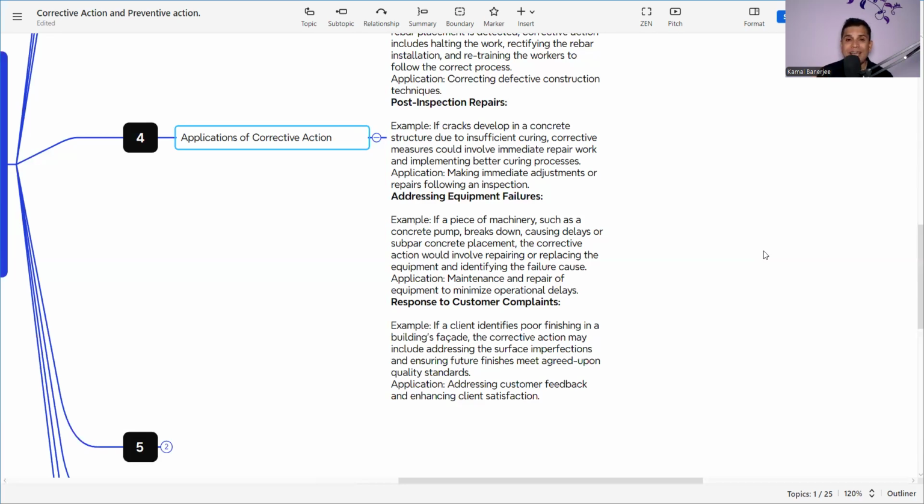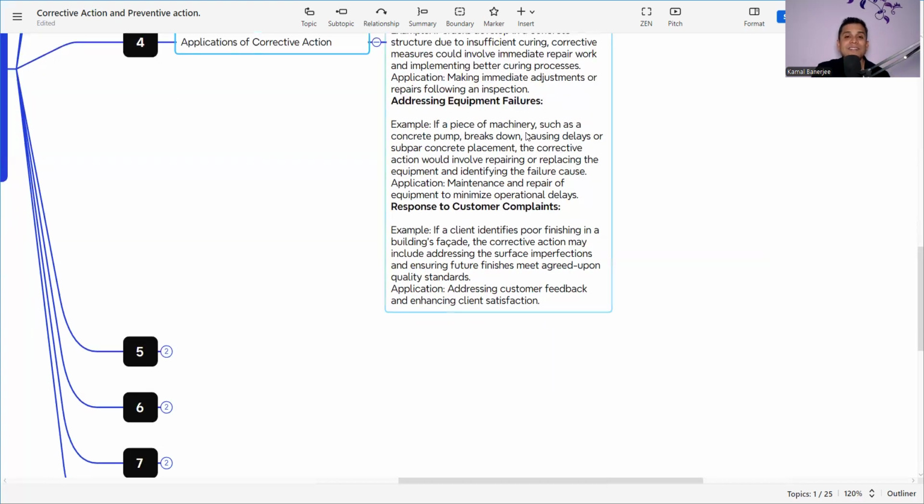How? If cracks develop in a concrete structure due to insufficient curing, which I have already discussed with you, then we can find out that a better curing process is required. So it is also ensuring the post-inspection repair, and it also redefines the process to make the product as per the requirement. Then addressing the equipment failure.